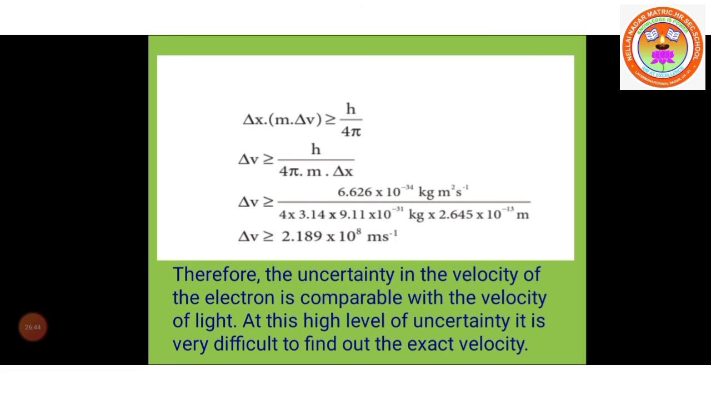Therefore, the uncertainty in the velocity of the electron is comparable with the velocity of light. At this high level of uncertainty, it is very difficult to find out the exact velocity.